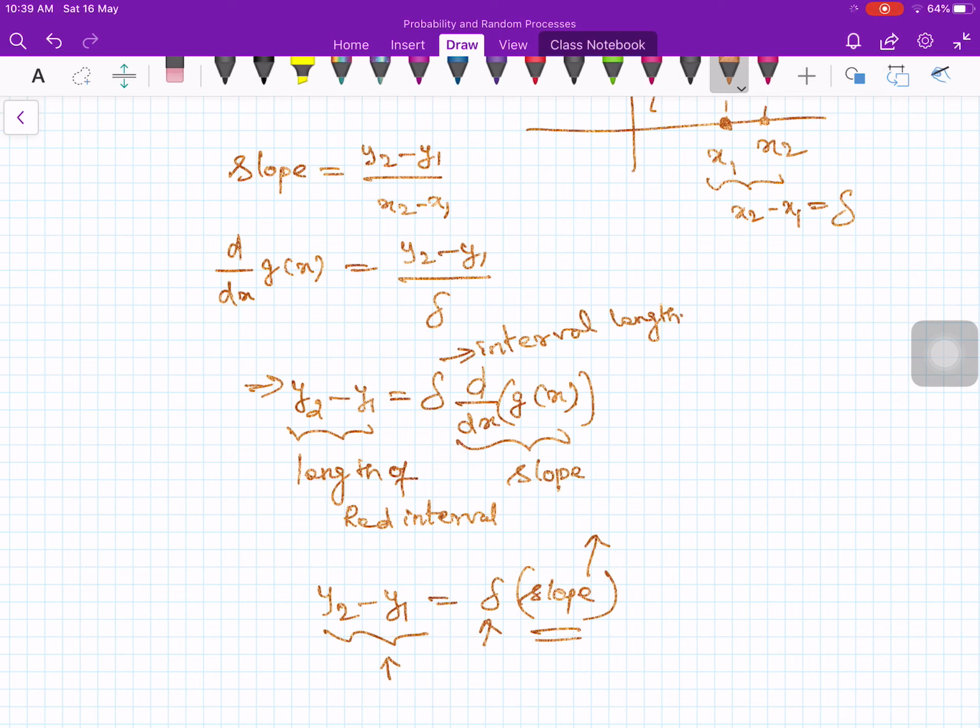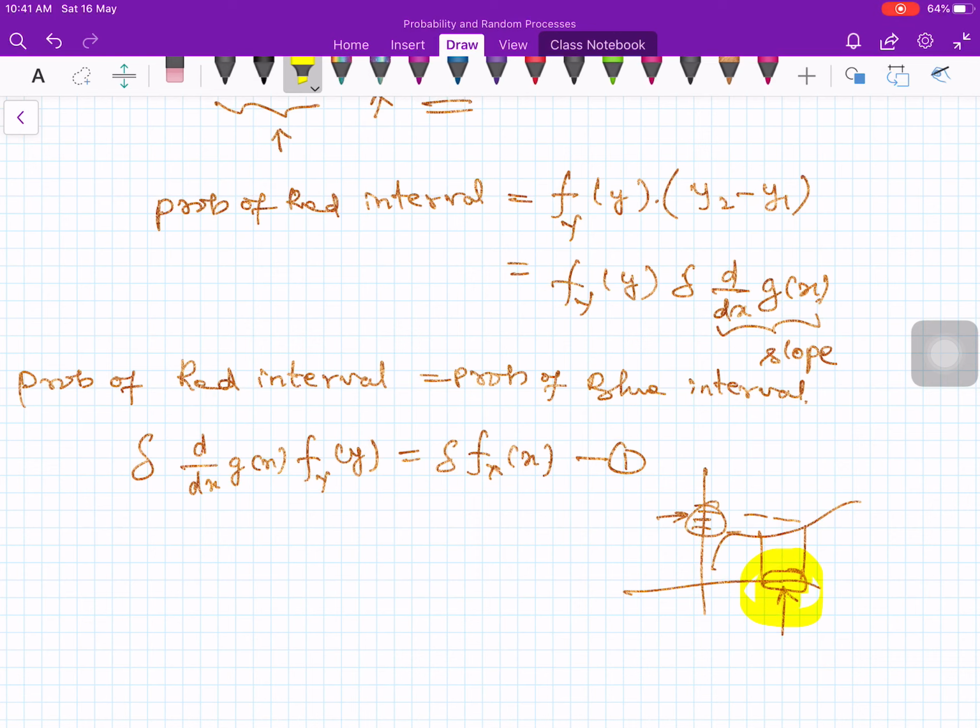If these x's are very likely, let me change the color, I have shown the yellow color. If these x's are very likely to occur, then this is big. Which is big? Your fx of x is going to be big. This is big, which means that the density of y will also be big.